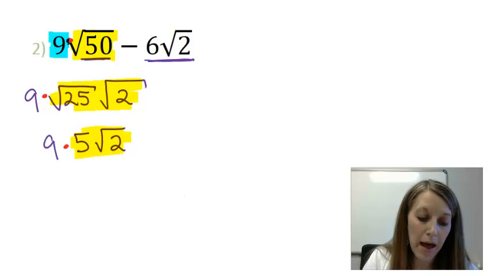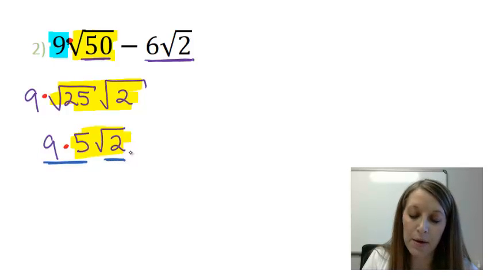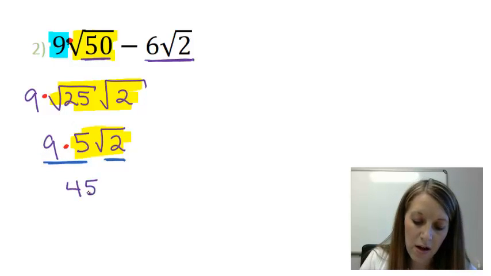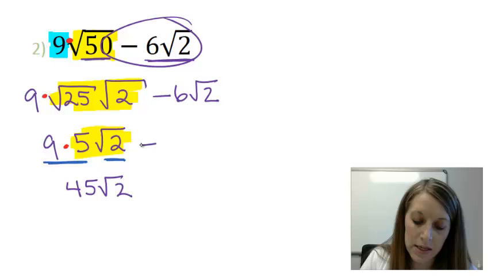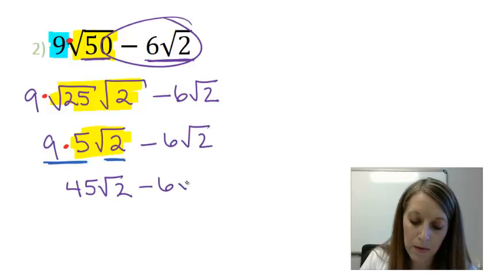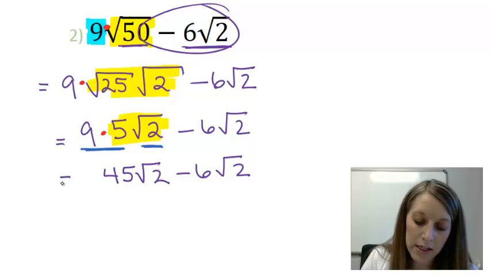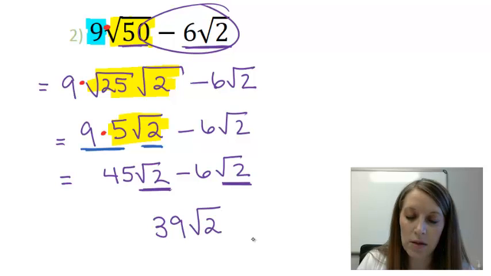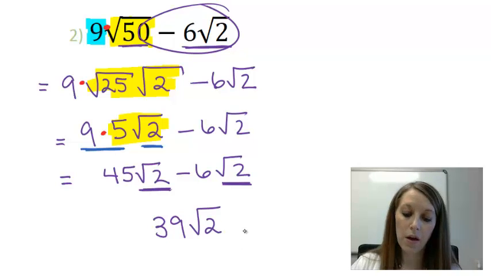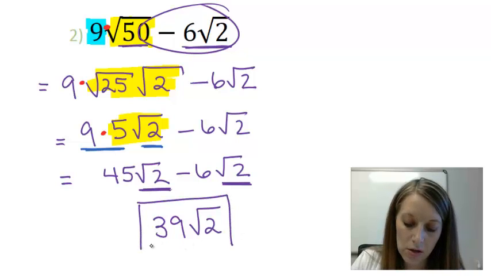Now I can just multiply the outside of these roots and then copy down my inside of this root here. So 9 times 5 gives me 45 with a square root of 2. And then the rest of this, minus 6 root 2, I would just copy down from step to step. So at this point, I notice if I look at my square roots, they are identical, which means I have like terms. So I can just add the numbers in front. 45 minus 6 gives me a 39, and attach my like term of square root 2. So I have my answer to example 2.